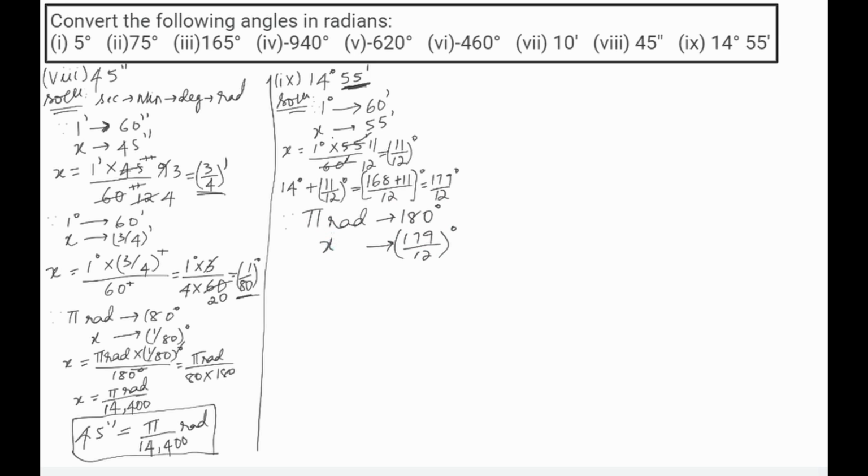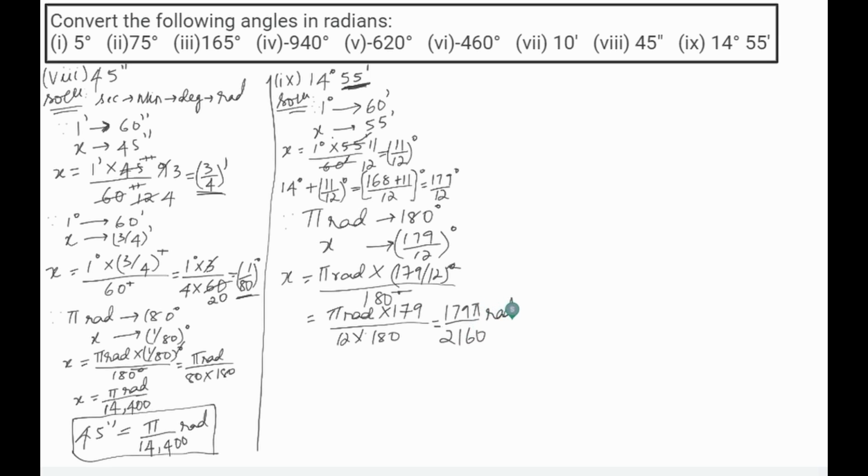When we cross multiply this, we get x is equal to pi radians into 179 divided by 12 degrees divided by 180 degrees. Degree unit and degree unit cancel out each other, and we have pi radians into 179 divided by 12 into 180, which is equal to 179 pi by 2160 radians. So therefore, we have 14 degrees and 55 minutes in radians as 179 pi by 2160 radians.